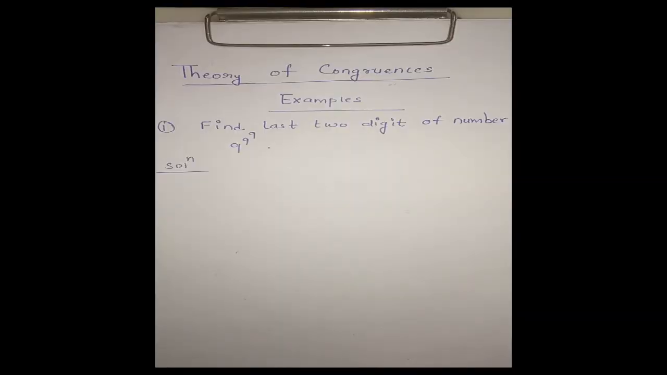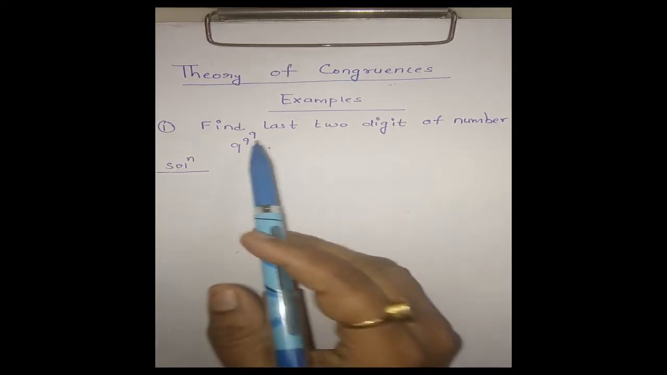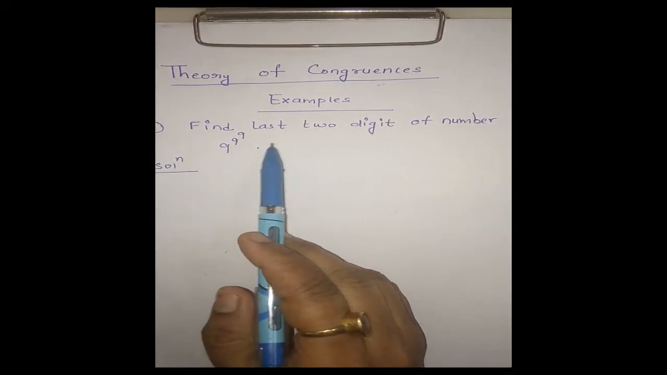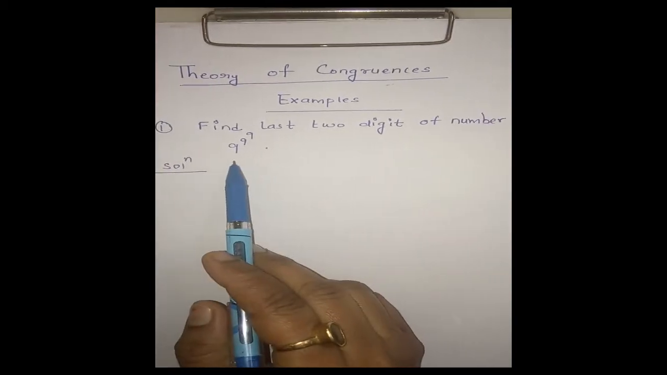Hello friends, in this video I'm going to discuss some more problems on finding the last two digits of a number and the last three digits of a number using congruences. So let us start. The first problem is to find the last two digits of the number 9 power 9 power 9.